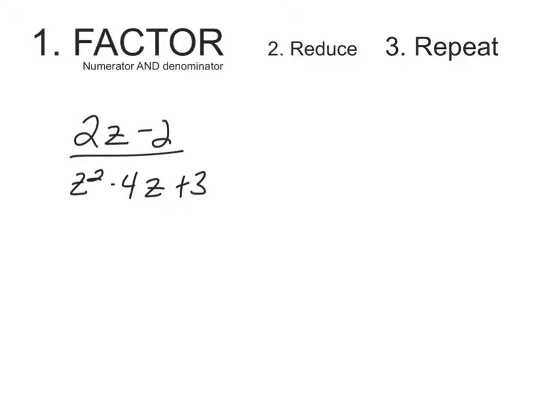Now in a problem like this, I see a linear factor on top and a quadratic on the bottom. It literally doesn't matter where you start. You just have to factor either of them. On something like this, I'm going to start with the numerator because it looks easier to me. I just see that they have a common factor of a 2. So if I pull out the 2, I'd be left with z minus 1.